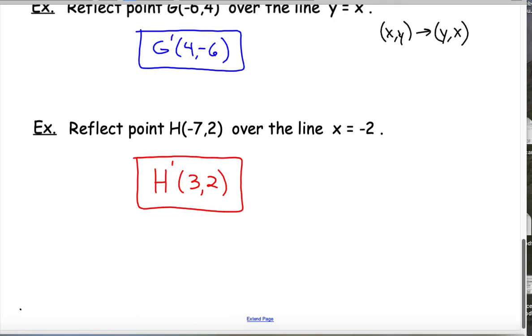The way I do it without a graph is I say, wait a minute, if I'm going in the x = -2, I look at -7 and how far away is that from -2? That's 5 units to the right. So from -2, if I go 5 more units to the right, that'll take me to 3, and my y number is not going to change. So 3, 2. All right.